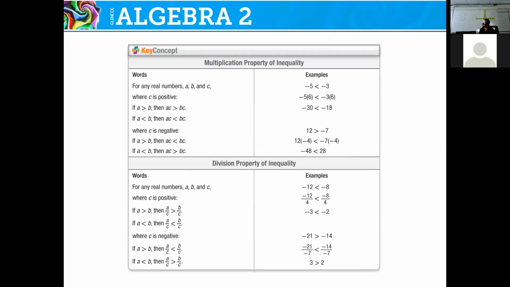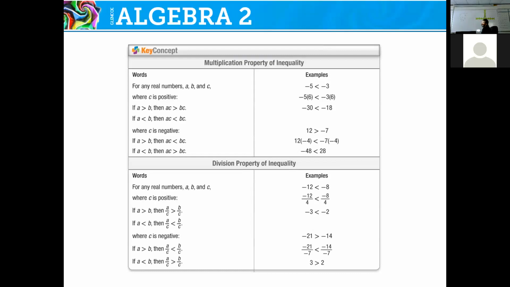Okay, the multiplication property of inequalities and the division property of inequalities are where the only differences between solving linear equations and linear inequalities are. Looking at the multiplication property of inequality first, it says for any real numbers a, b, and c, where c is positive, and that's a key thing, if a is greater than b, then a times c should be greater than b times c, and if a is less than b, then a times c should be less than b times c.